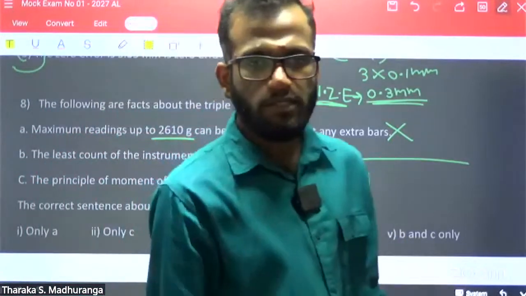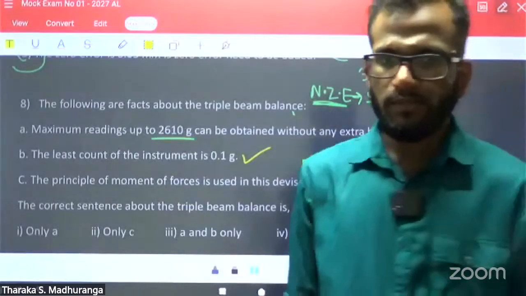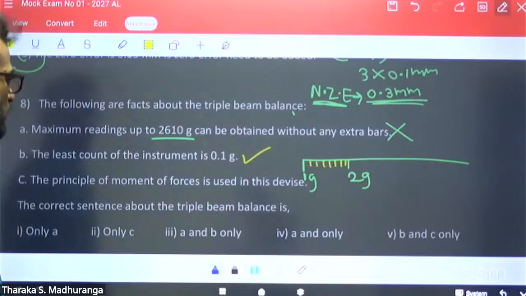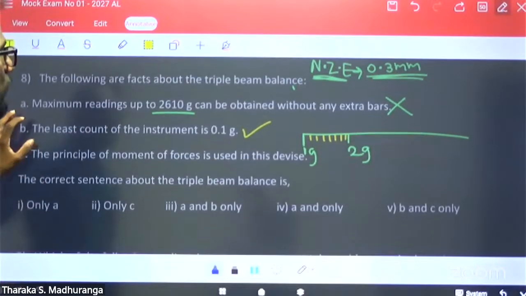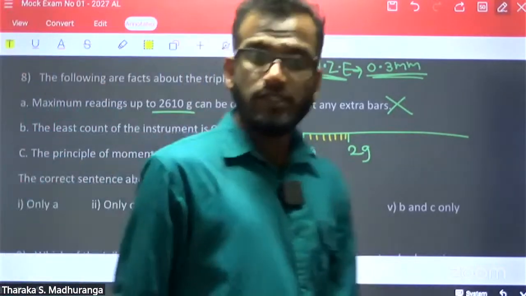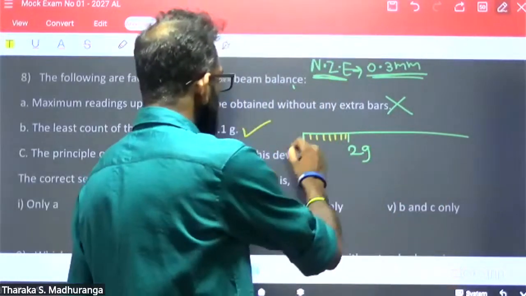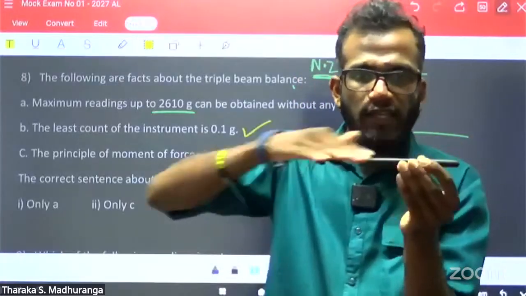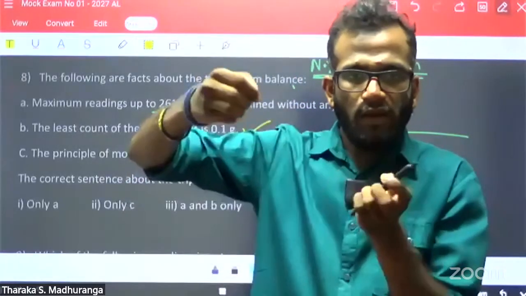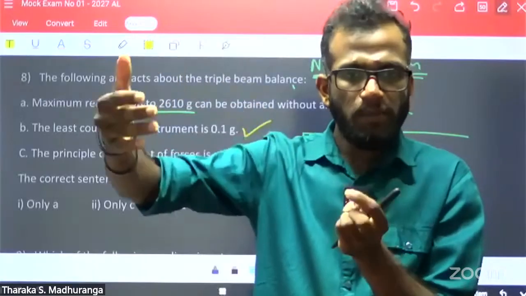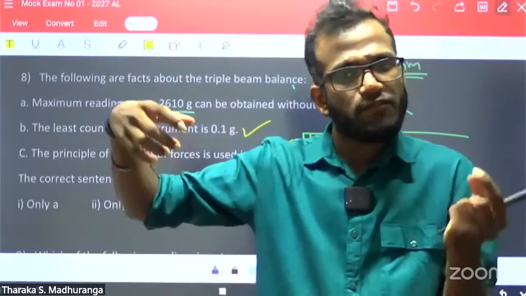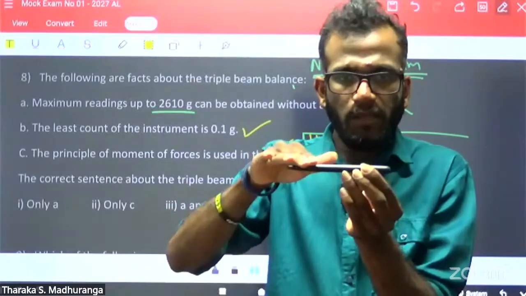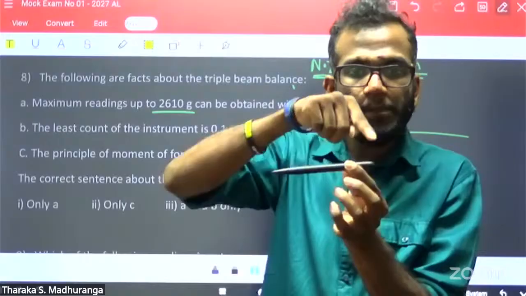It's correct. The least count is 0.1 gram. The principle of movement of forces used in this device is also accurate. Why? I told you the triple beam balance is like a lever. All the beams, if we have 3 beams, are connected as one beam. Then think this is a beam and this is the measuring plate.